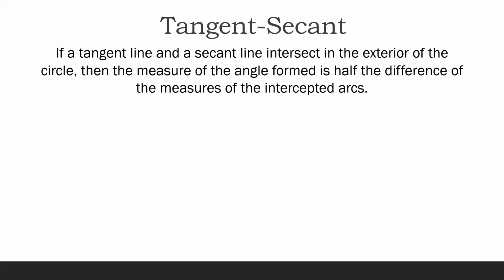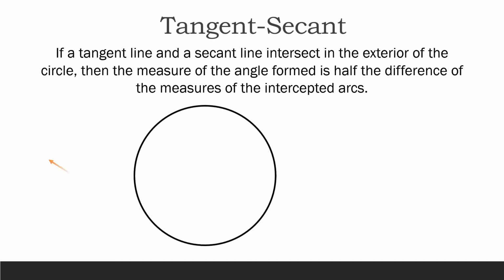So if a tangent line and a secant line intersect in the exterior of the circle, so outside of the circle, these two lines intersect each other, then the measure of the angle formed is half the difference of the measures of the intercepted arcs. So what does that mean? Let's just draw a picture.